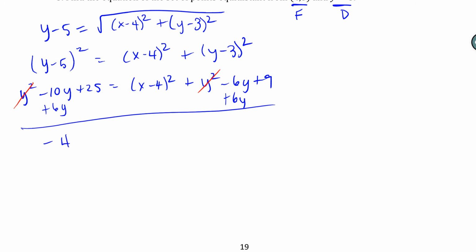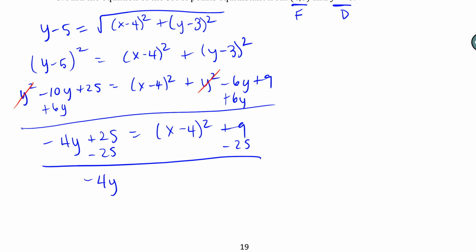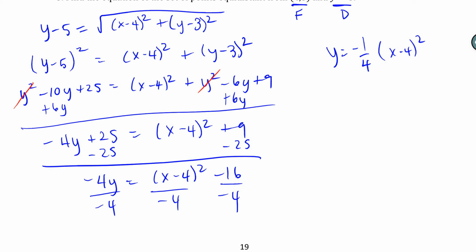So I have negative 4y plus 25 equals (x minus 4) squared plus 9. Move the 25. Negative 4y equals (x minus 4) squared minus 16. And then divide everything by negative 4. So we get our final answer of y equals negative 1/4 times (x minus 4) squared plus 4. Double negative makes the plus there.